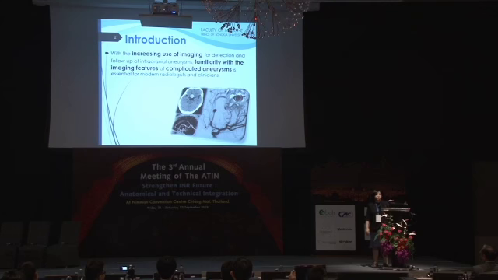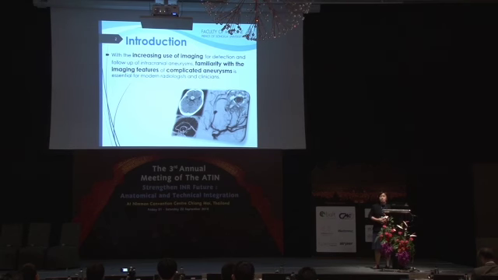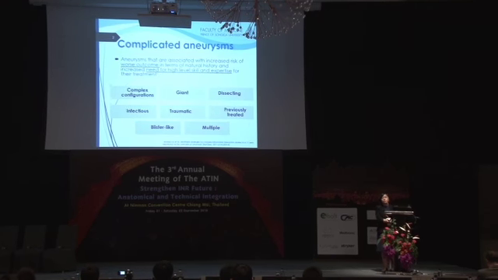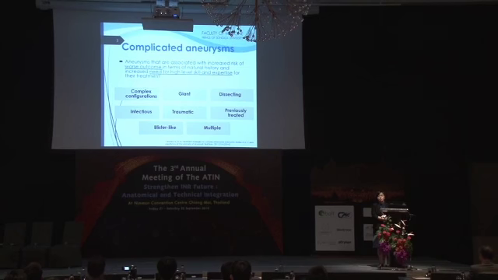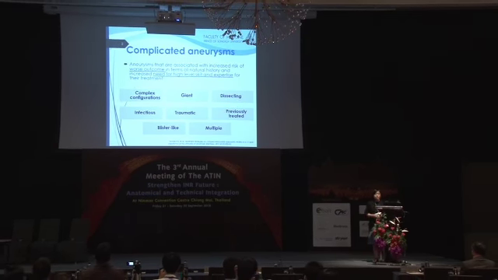With increasing use of imaging for detection and follow-up of intracranial aneurysms, familiarity with the imaging features of complicated aneurysm is essential for modern radiologists and clinicians. There is no formal definition for complicated aneurysms. In this presentation, complicated aneurysms are defined as aneurysms that have increased risk of worse outcome in terms of natural history and need high-level therapeutic skills.